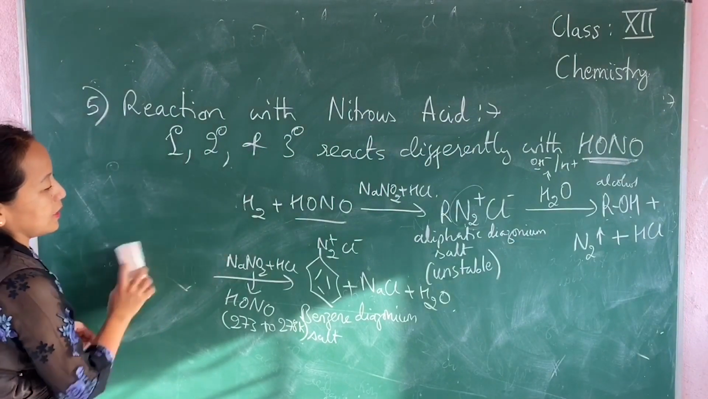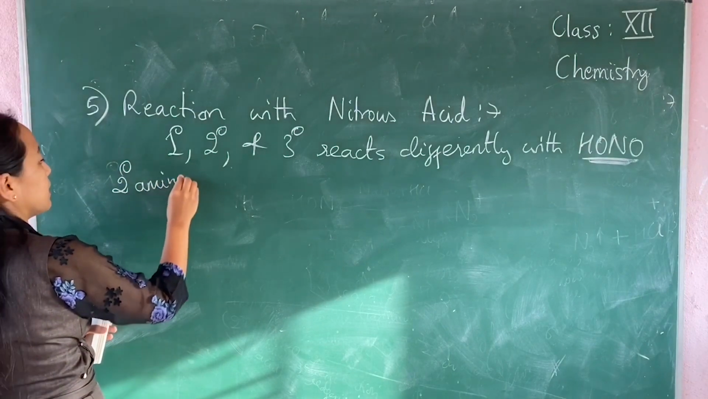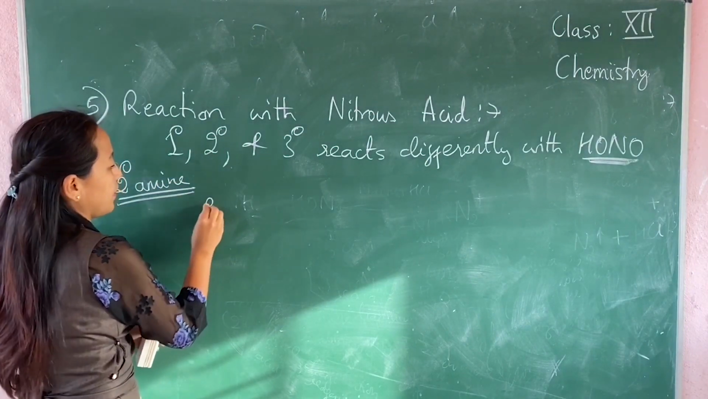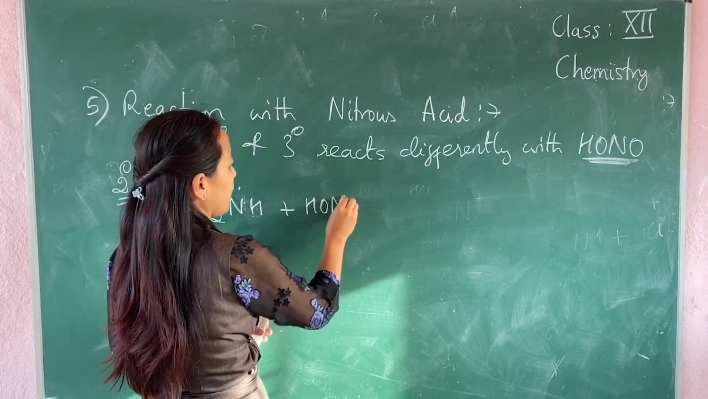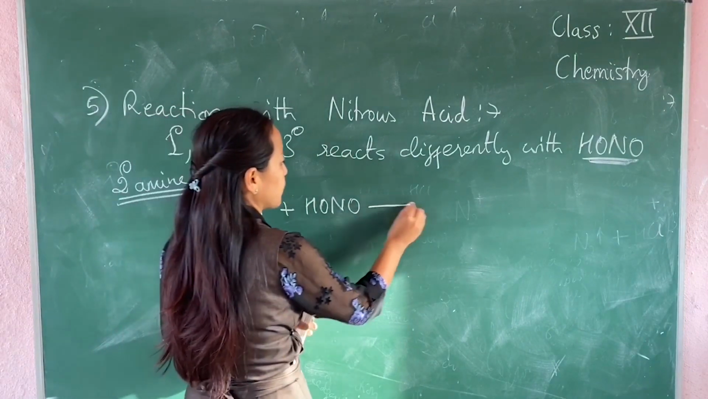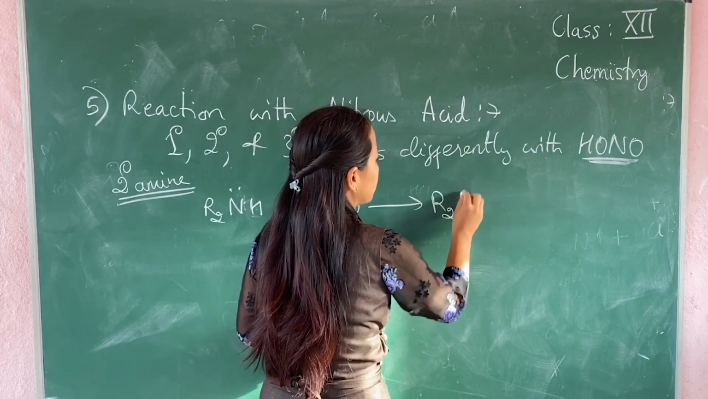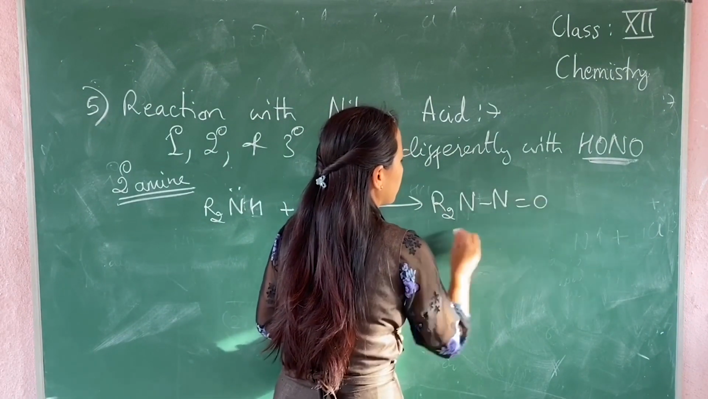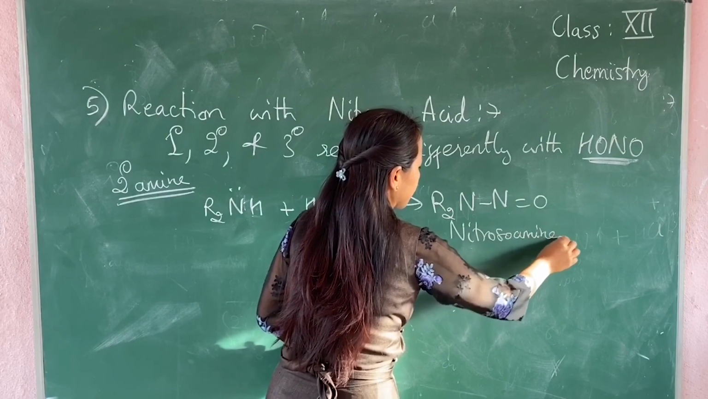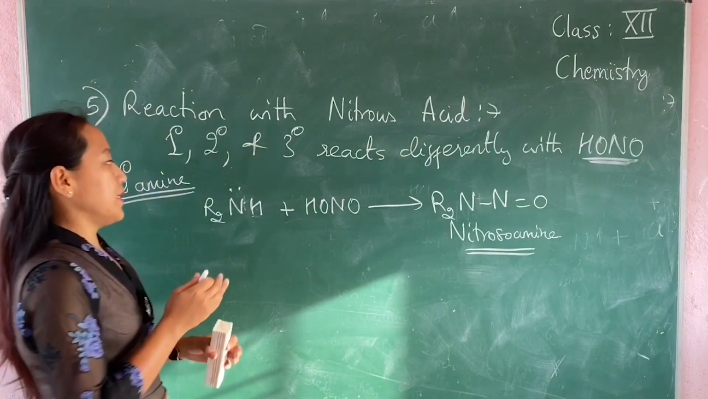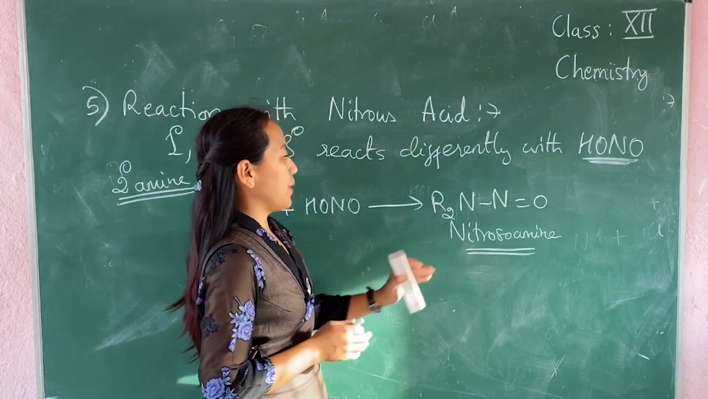Okay, now let me take secondary amine. In the case of secondary amine, let's say I have R2NH. Now this will react with nitrous acid, HONO, which is again produced by reacting sodium nitrite with HCl. This will form nitrosoamine, R2N-N=O. This is called as nitrosoamine. In the case of reaction of secondary amine with nitrous acid, it forms nitrosoamine.